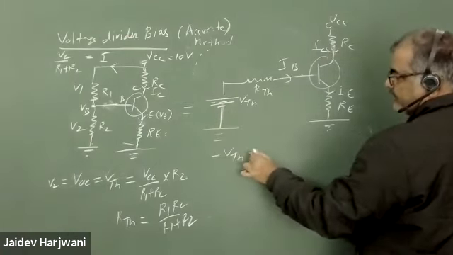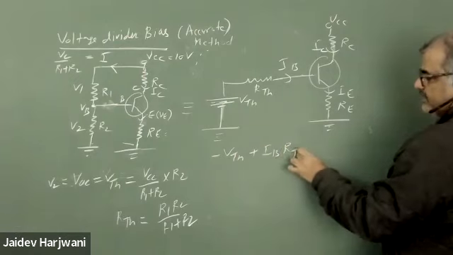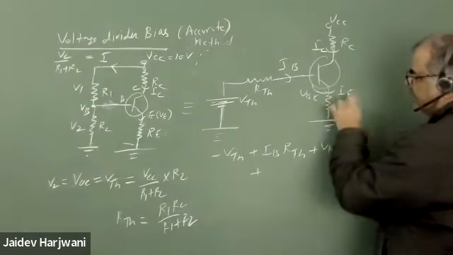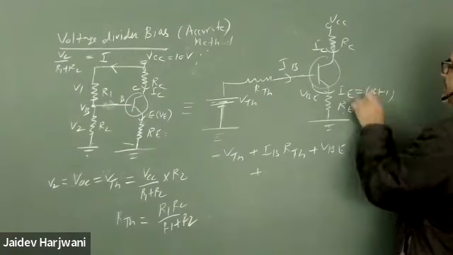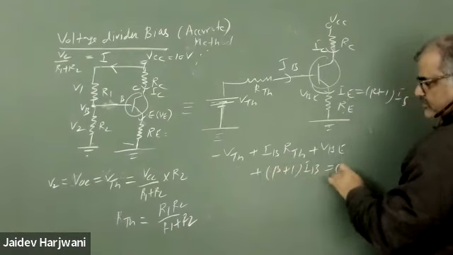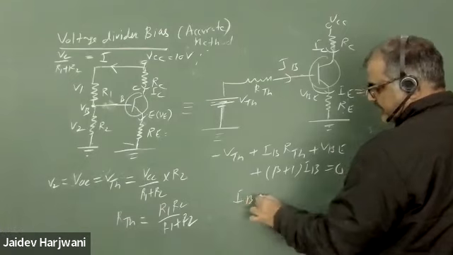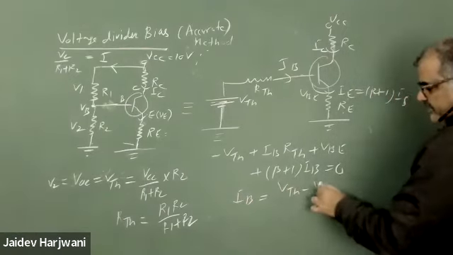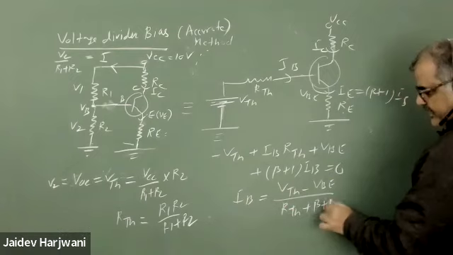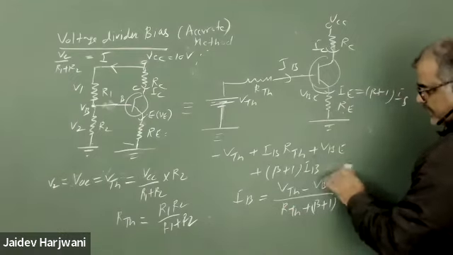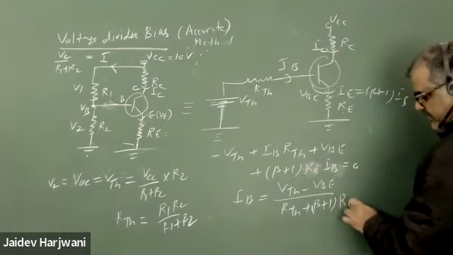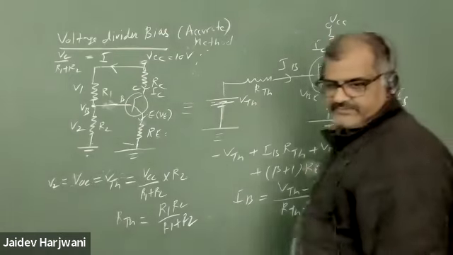Now you have to apply here V Thevenin. So you have minus V Thevenin plus IB R Thevenin plus VBE, and similarly plus RE times IE, which equals (beta plus 1) IB. Put that in and equate to 0, and then you want IB. So your IB will be simply V Thevenin minus VBE upon R Thevenin plus (beta plus 1) RE. This is your IB formula.